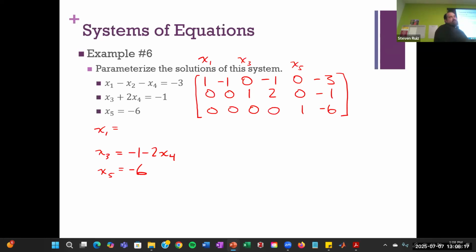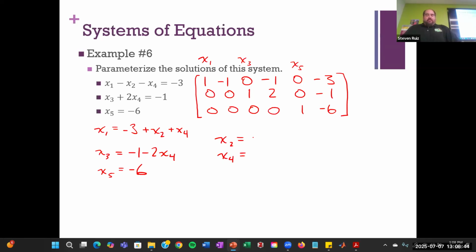Right, so we got isolating x3. We can do something very similar with x1. What would that give us? Plus x2 plus x4. And then if we want to assign parameters, how many parameters do we need? 2. So I can't assume that x2 and x4 can be controlled by the same parameter.